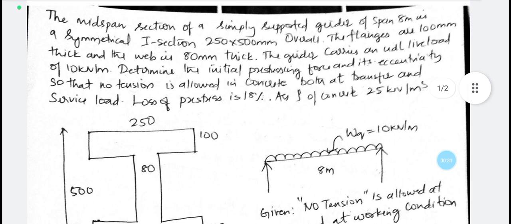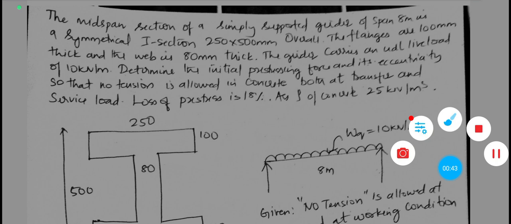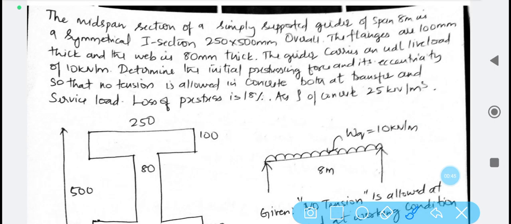So from the data, we have to draw the sketch very clearly and carefully. Drawing the sketch is an integral part of solving problems in pre-stressed concrete. So let us quickly draw the sketch. The overall dimension is 250 by 500. So the width is 250 and the depth is 500. The flange dimension is given as 250 by 100 mm.